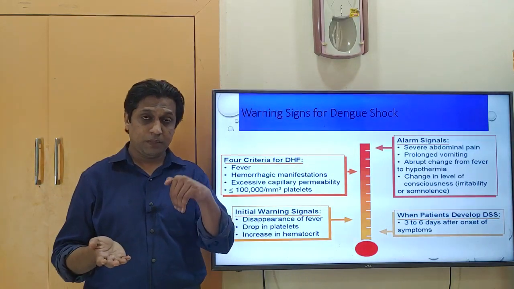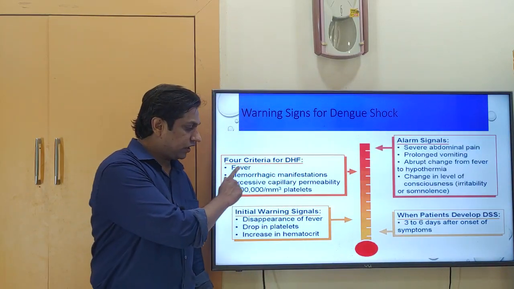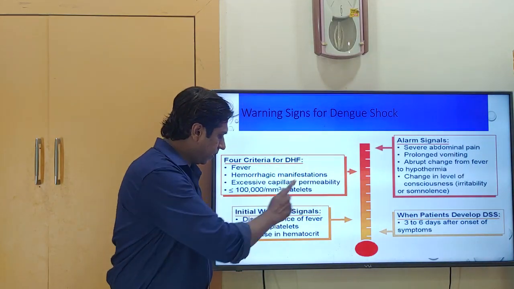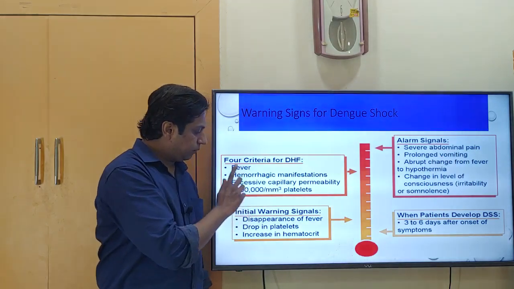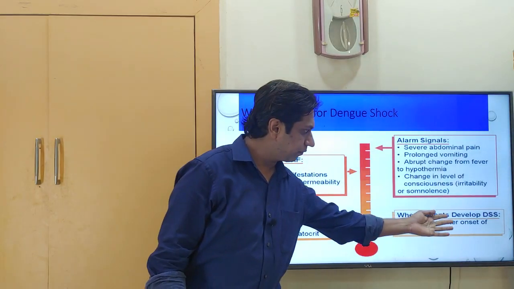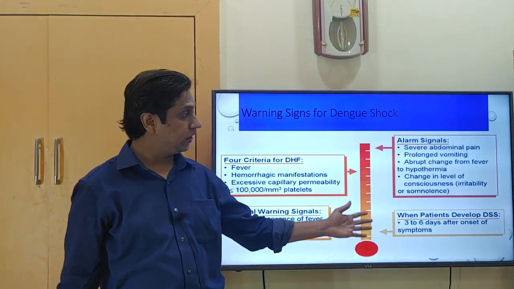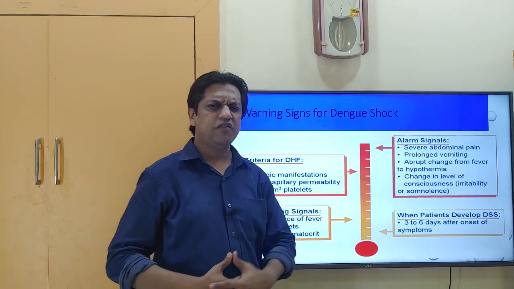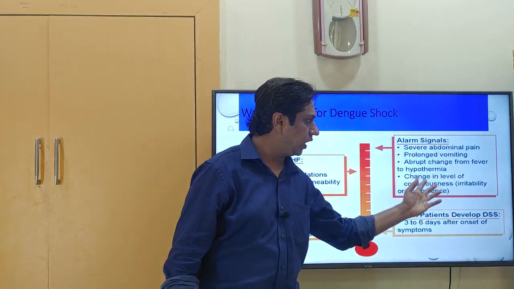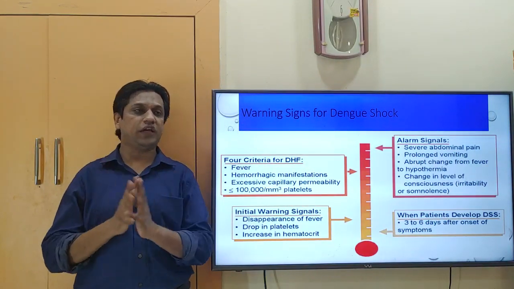If there is a drop in the platelet count and a rise in the hematocrit, then there are the 4 criteria for dengue hemorrhagic fever: a consistent fever, hemorrhagic manifestations, excessive capillary permeability, and classically a platelet count of less than 1 lakh cells per cubic millimeter of blood. When the patient develops dengue shock syndrome, around 3 to 6 days after the onset of symptoms, there are also alarming signals: severe pain in the abdomen, prolonged vomiting, abrupt change from fever to hypothermia, and change in the level of consciousness, that is irritability and excessive sleepiness. So these are the certain warning signs.